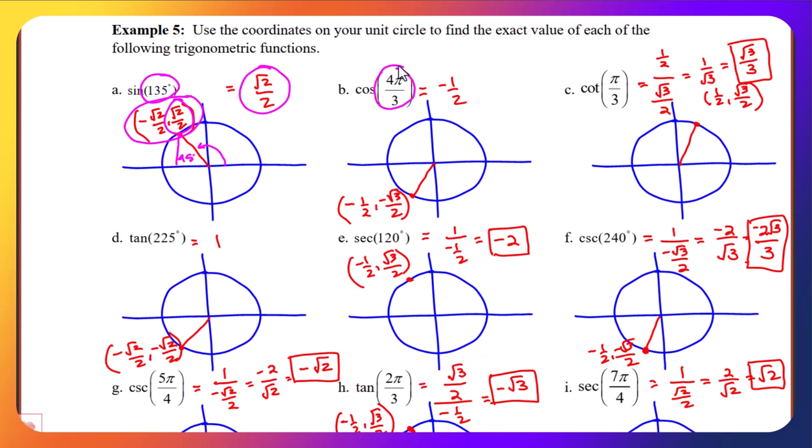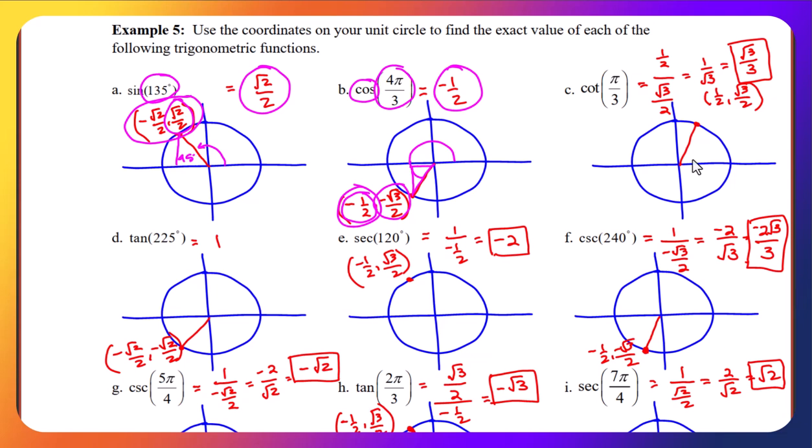4 pi over 3. Well, this is 3 pi over 3, 1 pi. So one more pi over 3. So that's 60 degrees in the third quadrant. So to the left is -1/2. Down is -root 3 over 2. Cosine is the x value, -1 over 2.